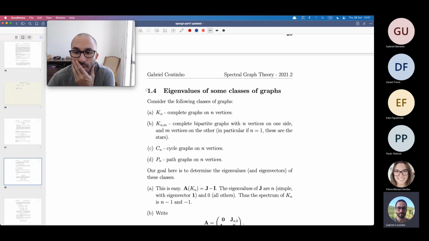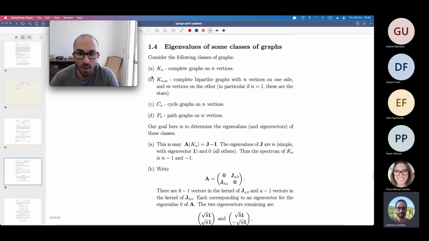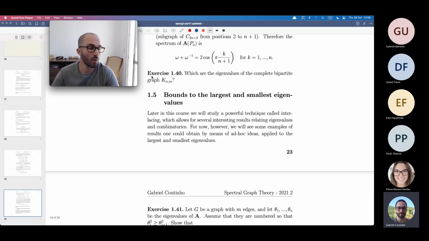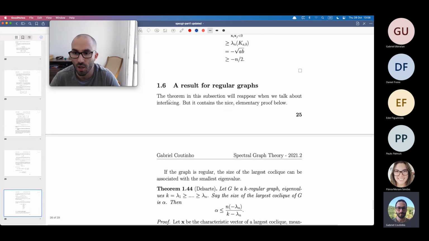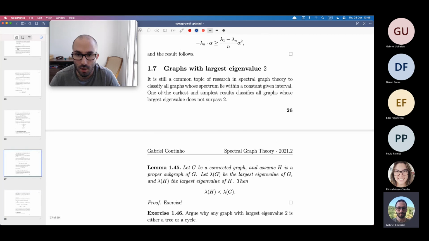The class today, I want to discuss the eigenvalues of some classes of graphs. That will be the beginning of the class. I added a couple of new sections and I have just updated the course notes on the website. There are a couple of results here about the largest and smallest eigenvalues of a graph in subsection 1.5. There's a nice result about regular graphs in 1.6. And there are nice results about graphs with the largest eigenvalue smaller or equal than 2. This is 1.7. So this is all supposed to be the topic of today's class.